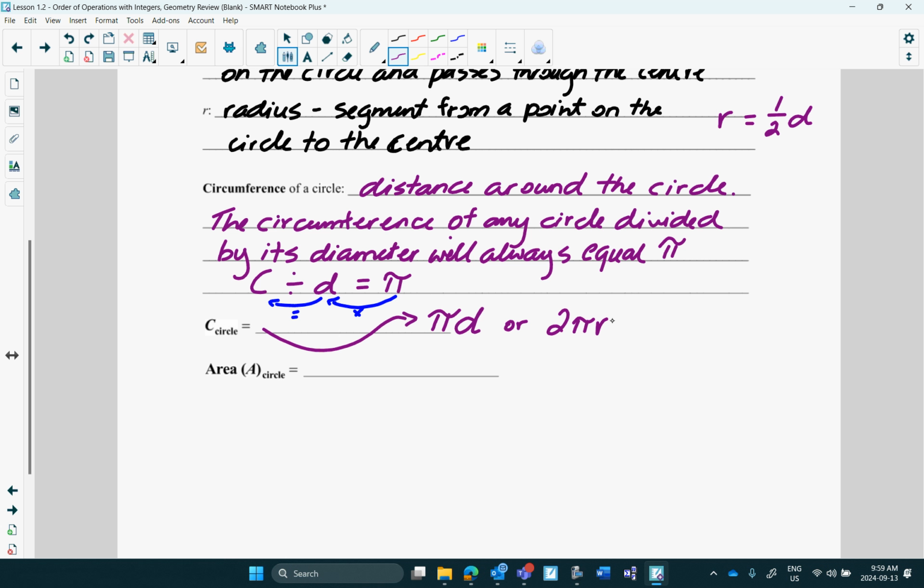Do you remember the area? It's got pi in it. Pi r squared. So we take the radius and square it, and we multiply by pi. So you should be familiar with those. We don't do a heck of a lot with circles. But you should be familiar with these ones, just like the basic shapes, rectangles, squares, triangles. You should be familiar with their perimeters and areas.